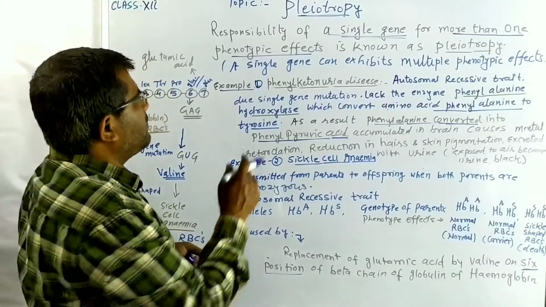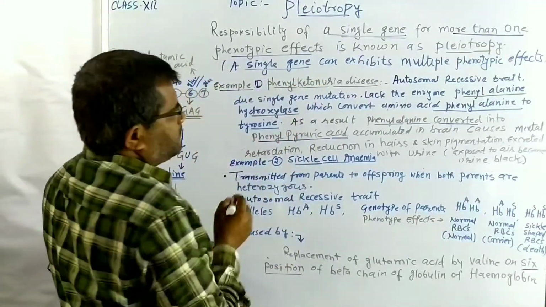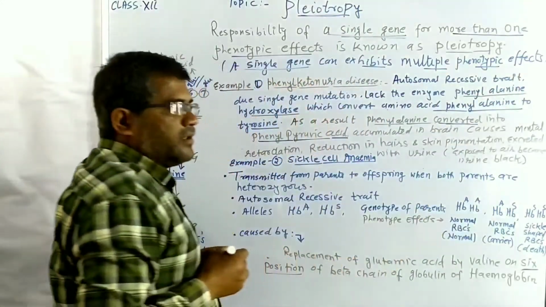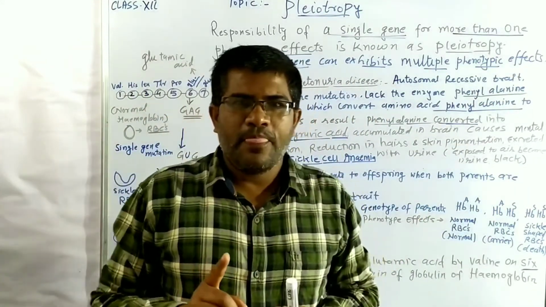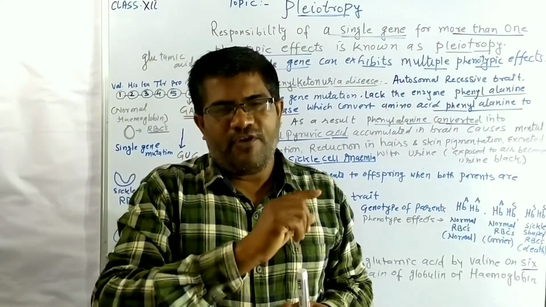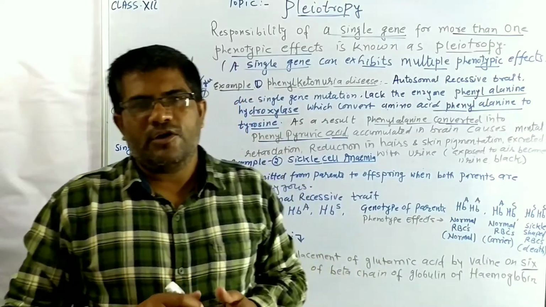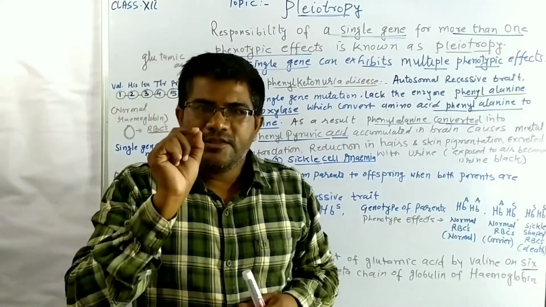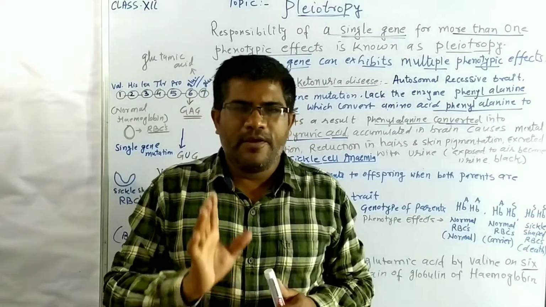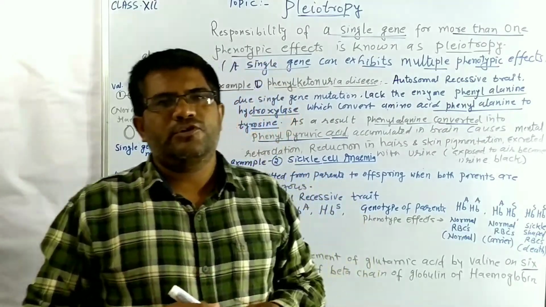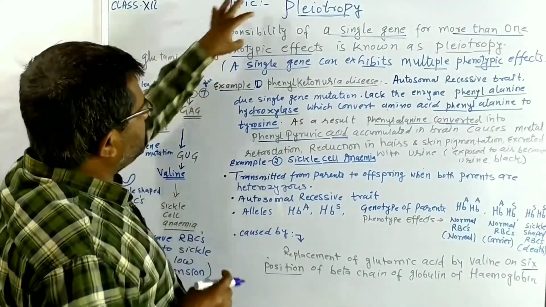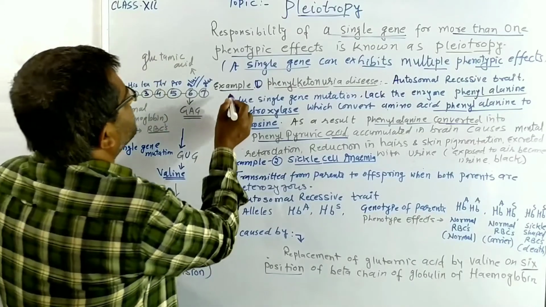In other words, one single gene can exhibit multiple phenotypic effects. A single gene shows many phenotypic effects, and this phenomenon or process is called pleiotropy. We can understand pleiotropy by two examples.